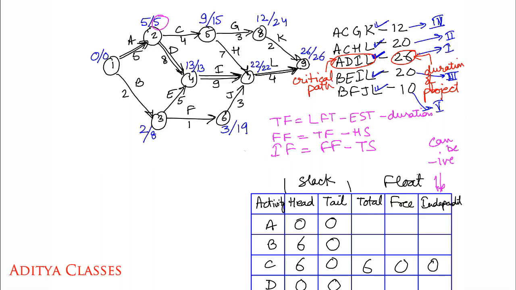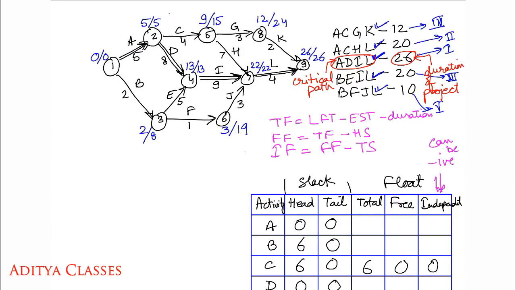Latest finish time minus earliest start time minus duration. So what do we get? 5 minus 5 minus 0. So in all we get a total float of how much? 5 minus 0 minus 5. Either way it is 0. So we get a total float available for A of 0.